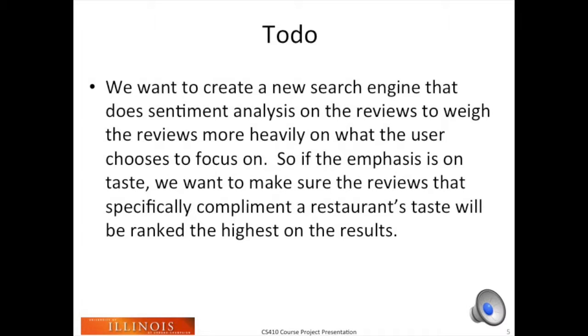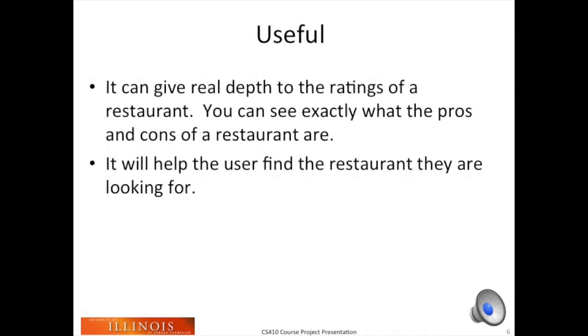If all the reviews highly compliment a restaurant's taste, and the user wants a tasty restaurant in particular, we want that restaurant to show up first on the results. If we accomplish this, it will give real depth to the ratings of the restaurant. You can break it down to show exactly what the ratings emphasize, and to break down key qualities of the restaurant, like its taste, its atmosphere, its healthiness, etc. It will also help the user experience of Yelp search by allowing users to find exactly what they were looking for, and it'll help improve other review-based search engines like Amazon or eBay.